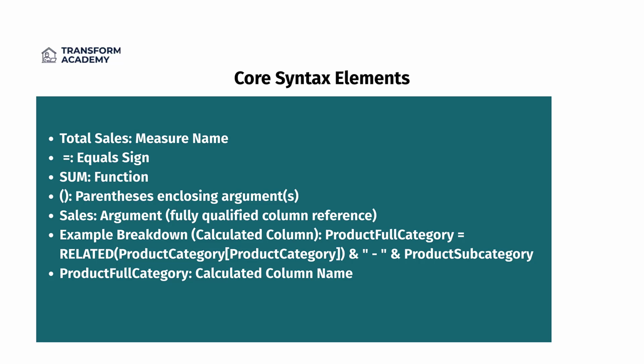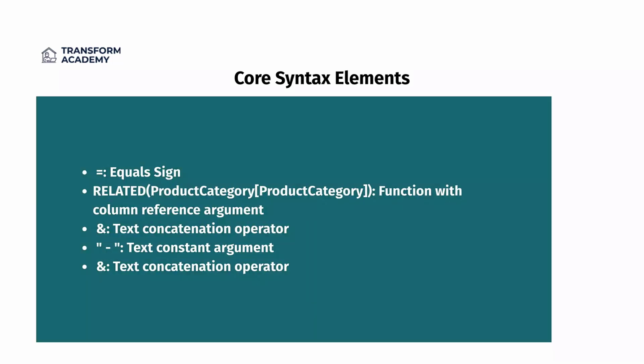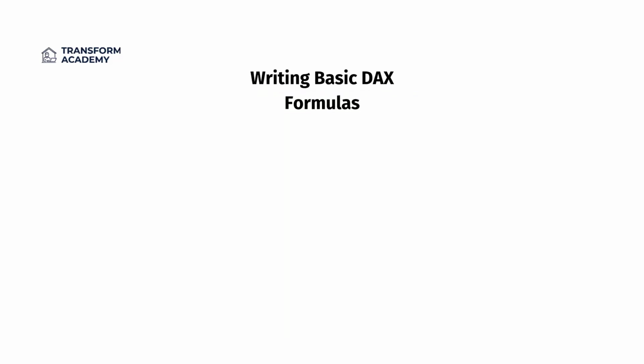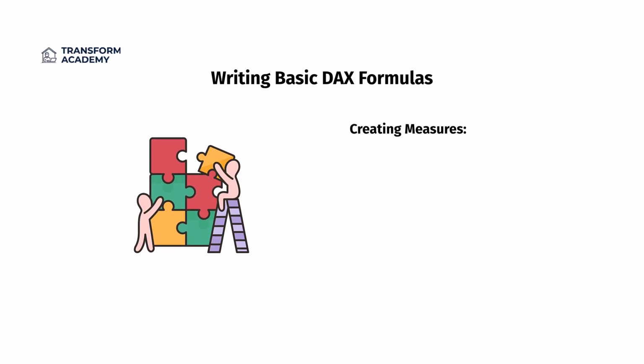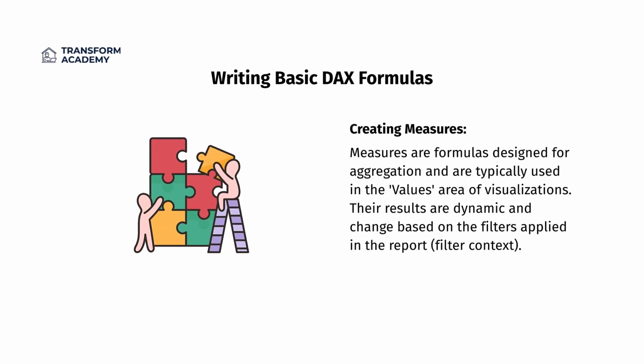Writing basic DAX formulas. DAX allows you to create two main types of calculations: measures and calculated columns. Understanding their differences is crucial. Creating measures. Measures are formulas designed for aggregation and are typically used in the values area of a visualization. Their results are dynamic and change based on the filters applied in the report, the filter context. They don't add data to your table or consume significant memory in the same way columns do.